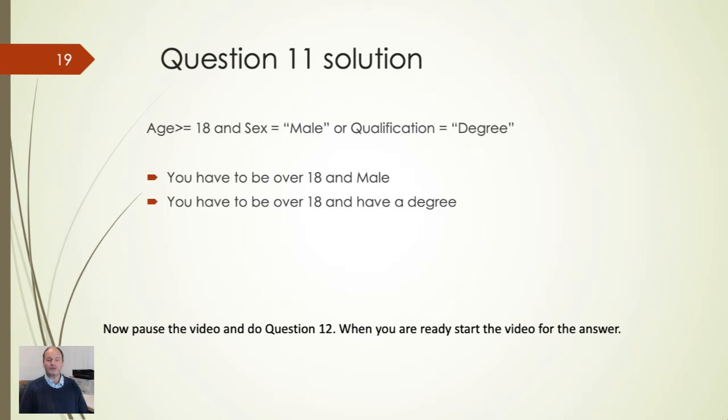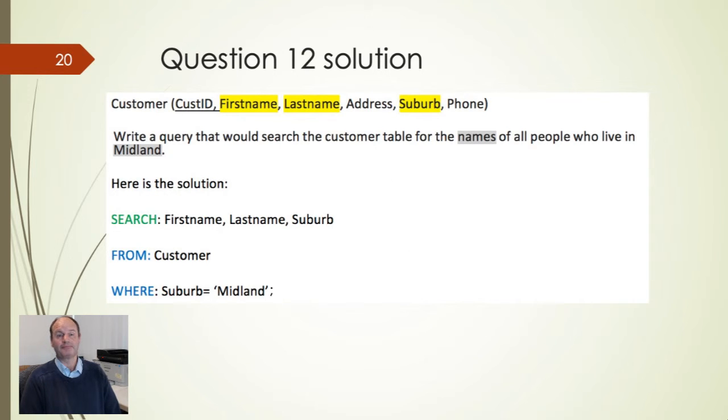Now, for the last question, question 12, have a go at it, then come back and have a look at the solution. Here is the table. Customer, in brackets, cust ID is the primary key, first name, last name, address, suburb, phone. Write a query that would search the customer table for the names of all people who live in Midland. So we want to know people's names who live in Midland.